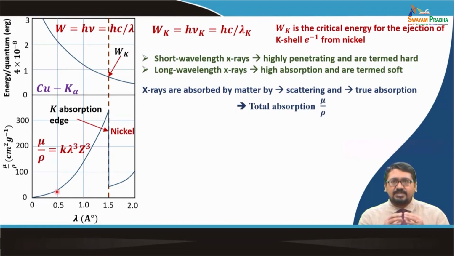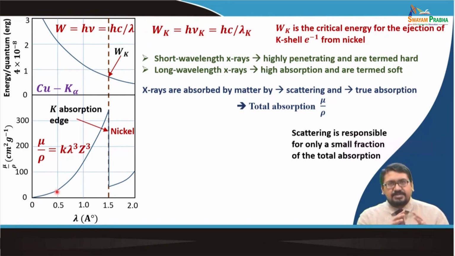So, you see that X-rays are absorbed by matter by scattering and true absorption, and the total absorption including scattering plus true absorption is equal to mu by rho. Now, scattering is responsible for only a small fraction of this absorption, but most of the total absorption is based upon the true absorption.